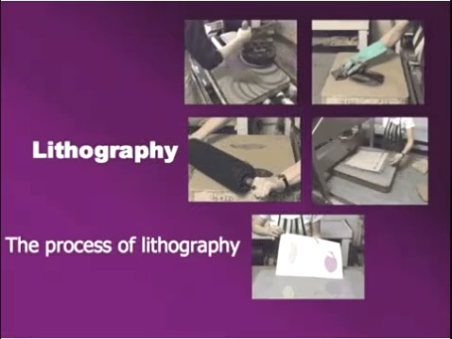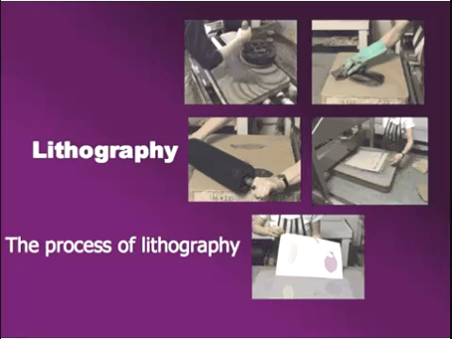Now we'll discuss the process of lithography. Lithography was developed in the early 19th century. Lithography is a surface or planographic printing process based on the mutual antipathy of oil and water. Artists work directly on the stone, hence the name lithography, or on a polished sheet of aluminum.